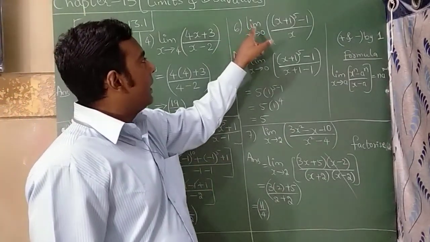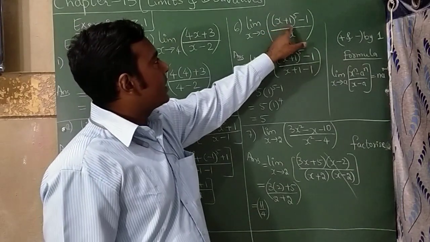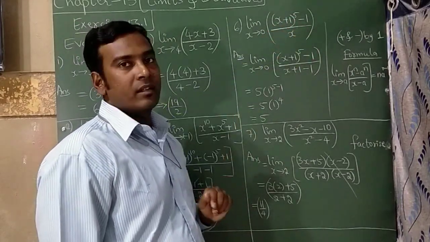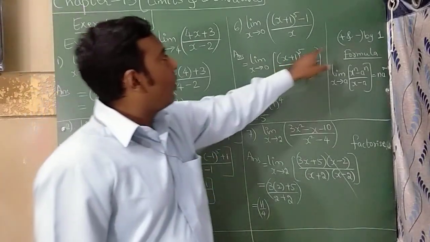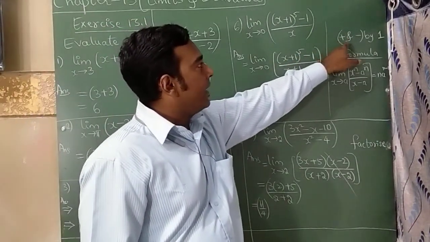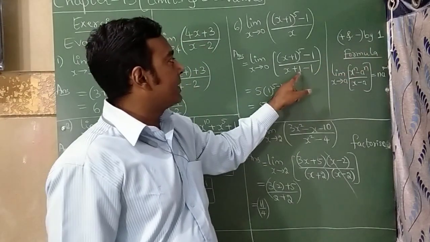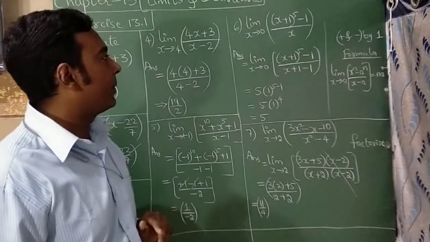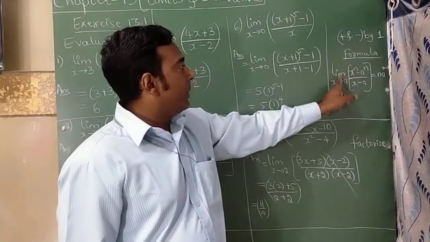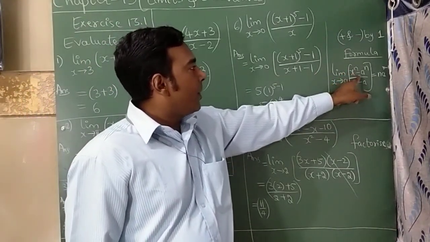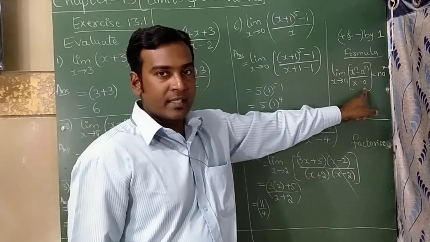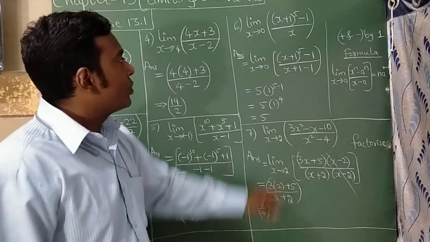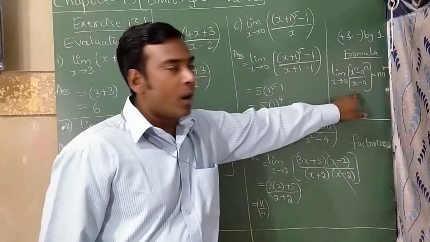Sixth question. Limit x tends to 0, x plus 1 raised to 5 minus 1 divided by x. Now here what I have done is I have added and subtracted 1. You can see here I have added and subtracted 1. Again it will be the same thing. Now there is a formula. Limit x tends to a, x raised to n minus a raised to n divided by x minus a is equal to n into a raised to n minus 1. So this is in this form.